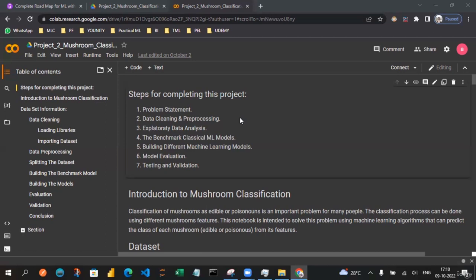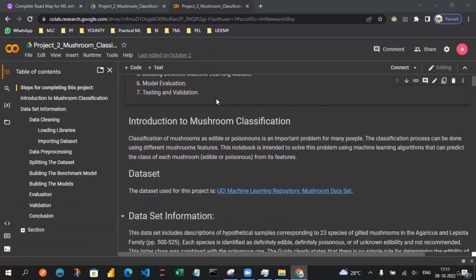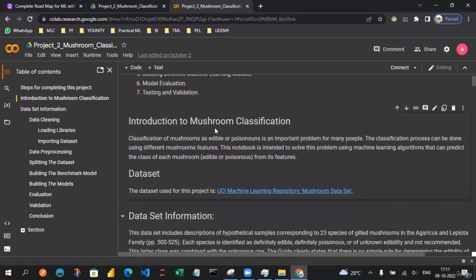Building on top of that, the machine learning model and also the evaluation, testing and validation, corresponding to the mushroom. I hope you already know about mushrooms. There are many different types of mushrooms, but one scenario we have is a very important problem for many people: edible and poisonous.